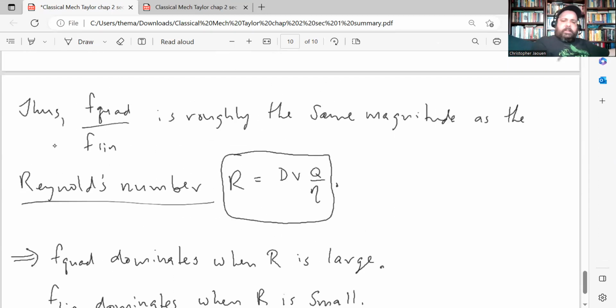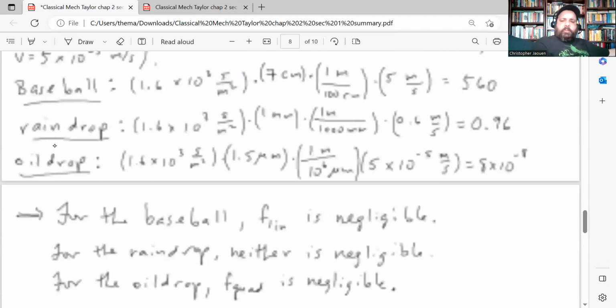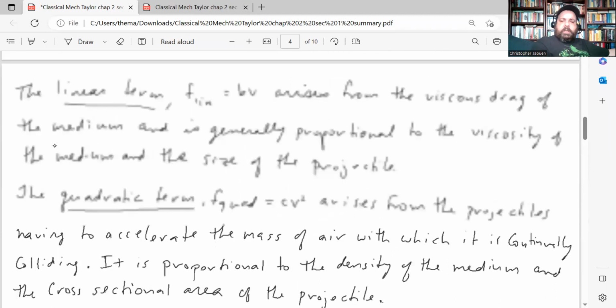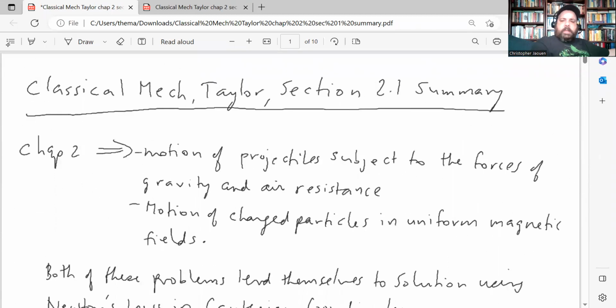I think that's all he talks about in section 2.1. It's a relatively short section. So I'm going to end this one here, and I'll immediately go through the exercises for this section. There's only 4 problems, and they're relatively short. So I'll go through those in the next video.